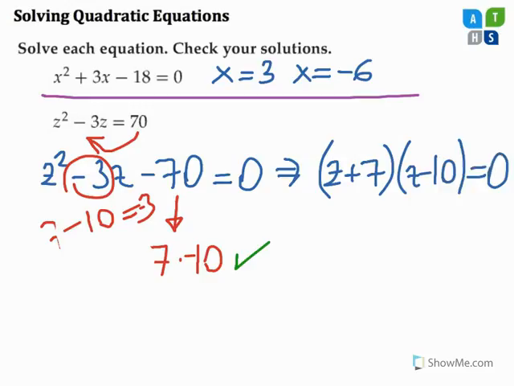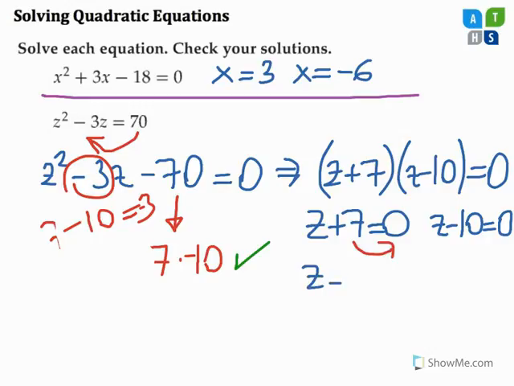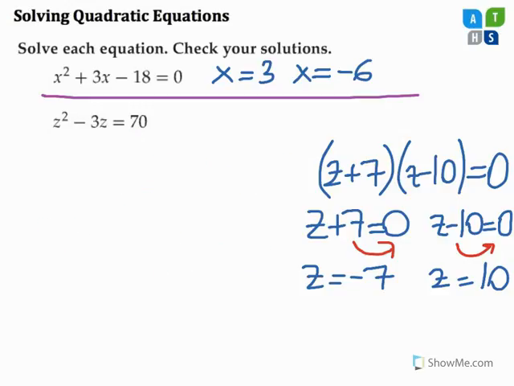Now I'm going to use the zero product property, which says either z plus 7 is 0 or z minus 10 is 0. So if I take 7 to the other side, I will get z to be minus 7. This is one of the values. And if I take minus 10 to the other side, I will get z to be 10. So to check my answer, I should substitute these two values into the equation itself. Okay, let's check our answer.